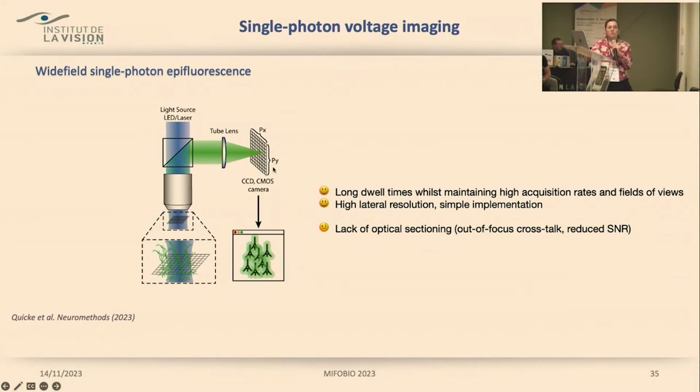This is good because it gives you long dwell times. And with wide field illumination, you illuminate your whole field of view, so you have high acquisition rates. And you have a good lateral resolution because you use visible light, and the implementation is pretty simple. It's just a wide field epifluorescence microscope, but you lack optical sectioning and you have a lot of out of focus light.